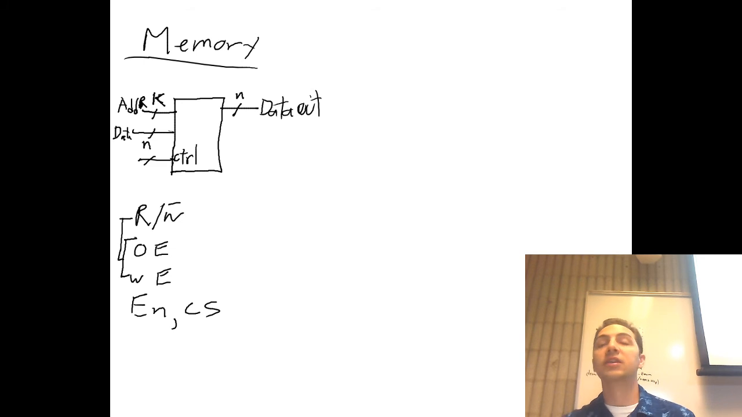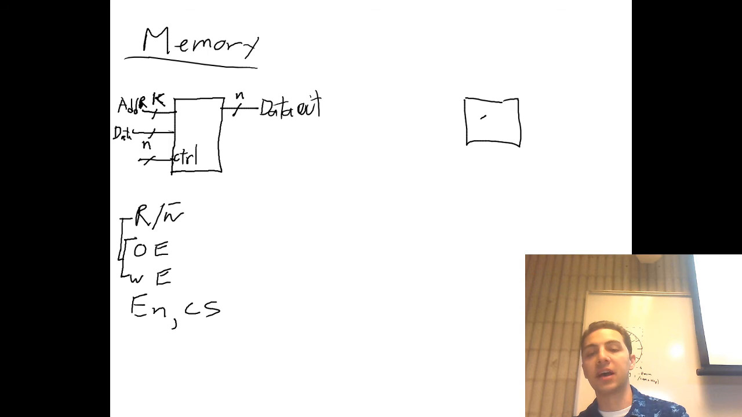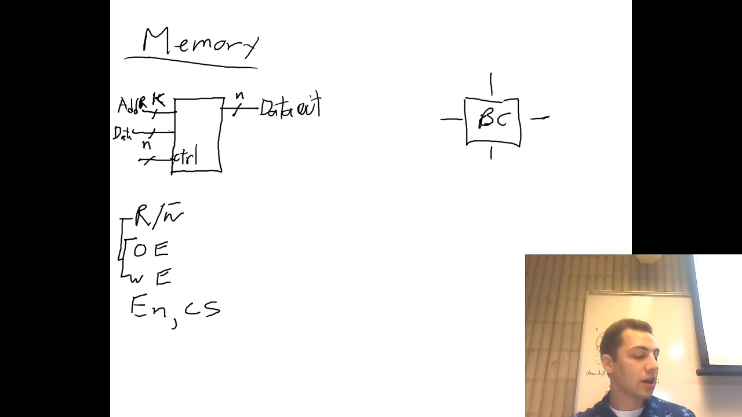We talked about different ways of addressing individual bits. We talked about that bit cell, with its data output, its data input, its select, and its read-write lines. Today, we're going to talk about something a little different.